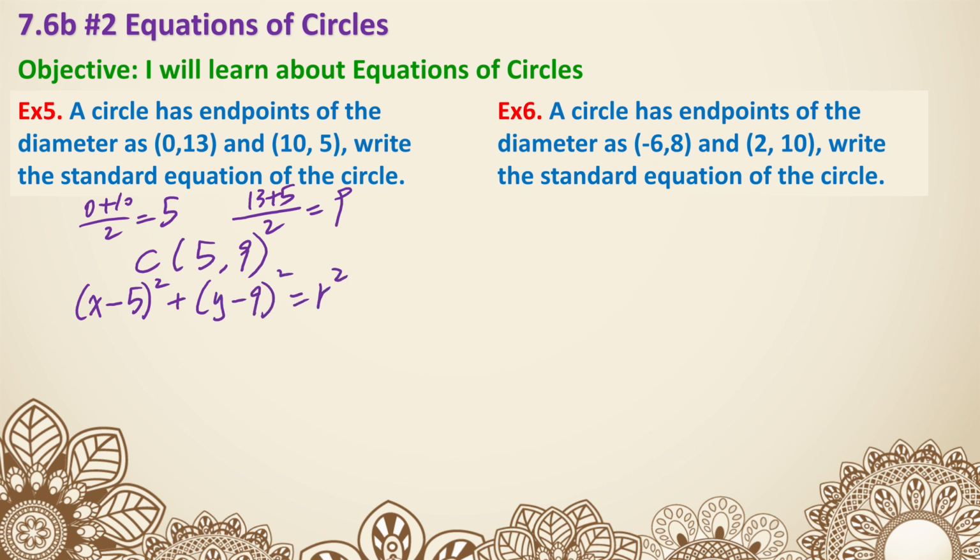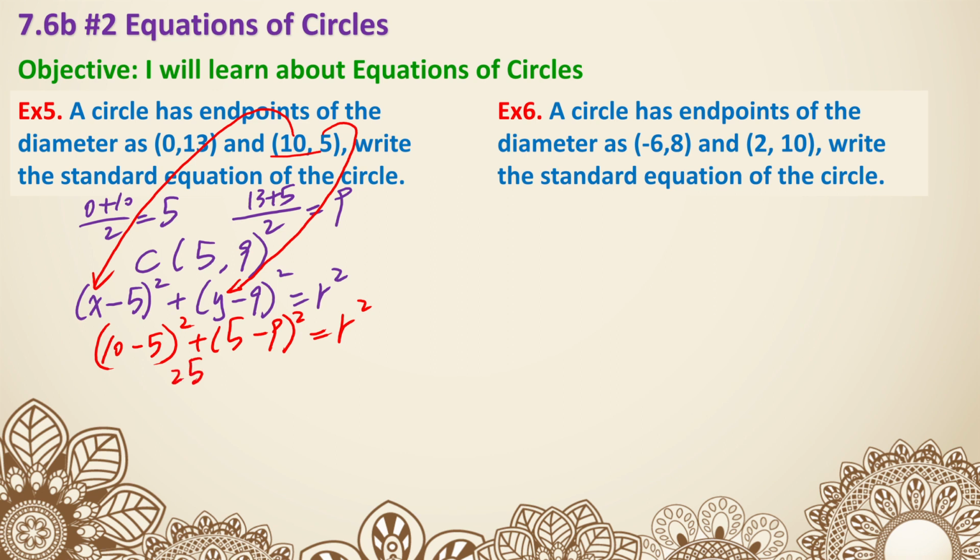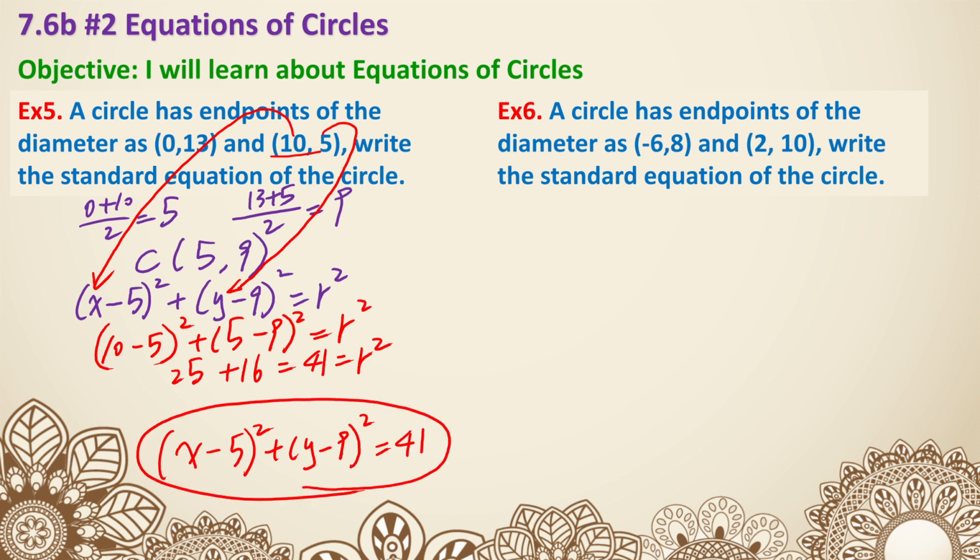Then I can use, again, either point to help me find r squared. Since in the previous example I used the first point, this one I'm going to use the second point. Replace x with 10, replace y with 5. So (10 minus 5) squared plus (5 minus 9) squared, that equals r squared. 10 minus 5 is 5, 5 squared is 25, 5 minus 9 is negative 4, negative 4 squared is a positive 16, that equals 41, which is my r squared. So I can write the equation now, (x minus 5) squared plus (y minus 9) squared equals 41. There we go. That is example 5.